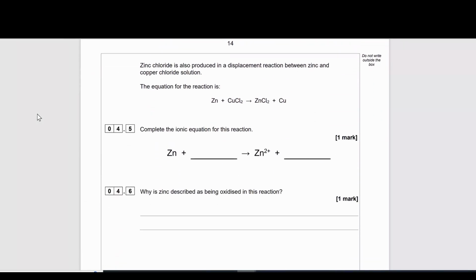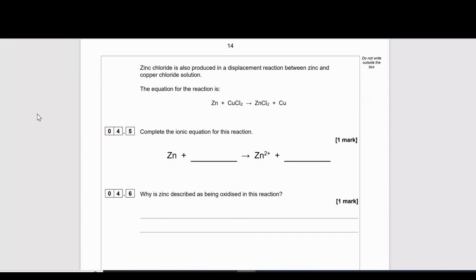Zinc chloride is also produced in the displacement reaction between zinc and copper chloride solution. The equation for the reaction is shown. 4.5. Complete the ionic equation for this reaction. 1 mark. So we have our zinc, which is just there. We then have got a gap to put in something, and then Zn2+, which is contributed from this part of our reaction in our products, plus something also.